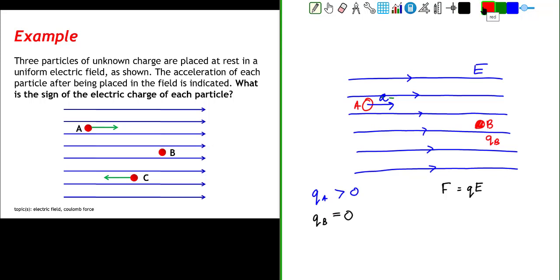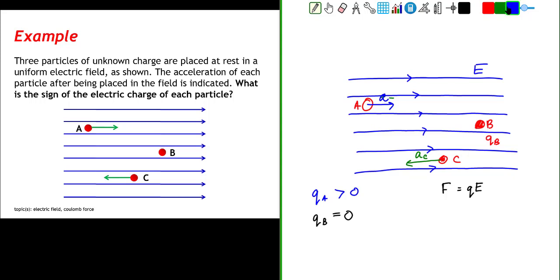What about particle C? Notice that the acceleration of particle C is opposite to the direction of the acceleration of particle A. Also notice that the acceleration of particle C is opposite the direction of the electric field.